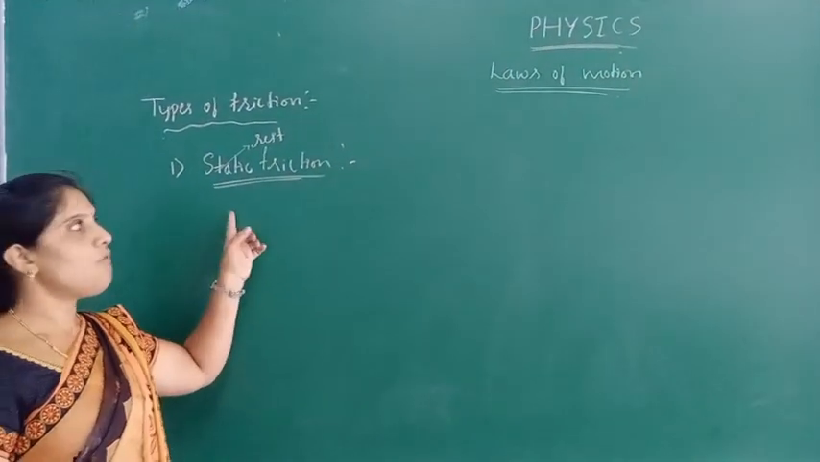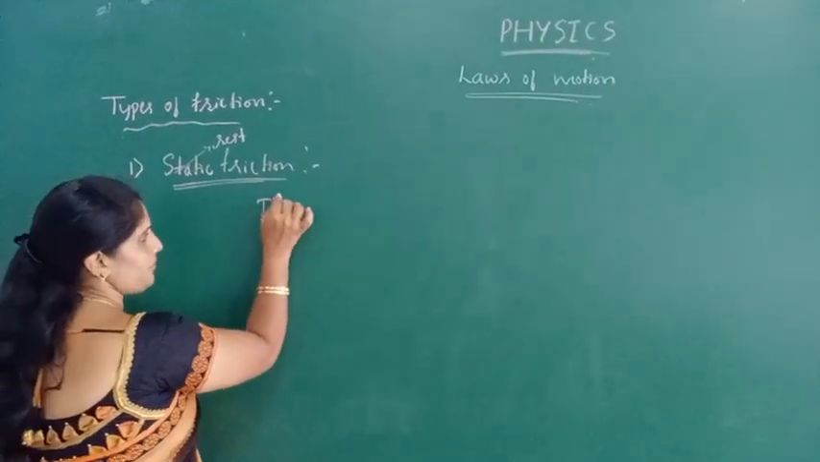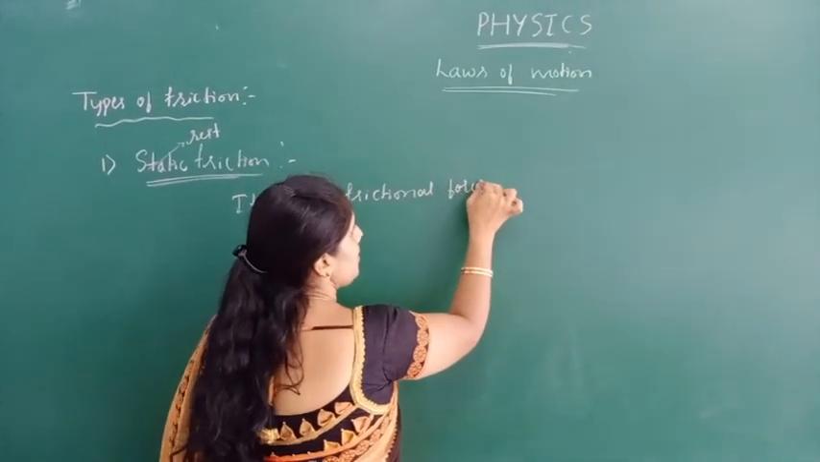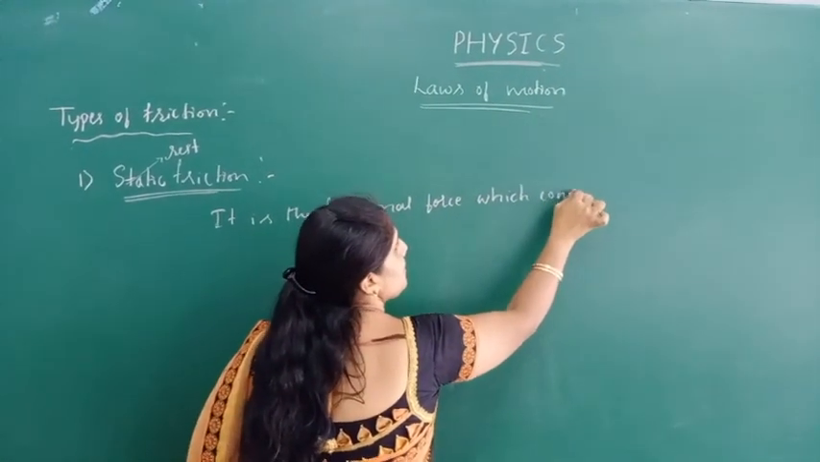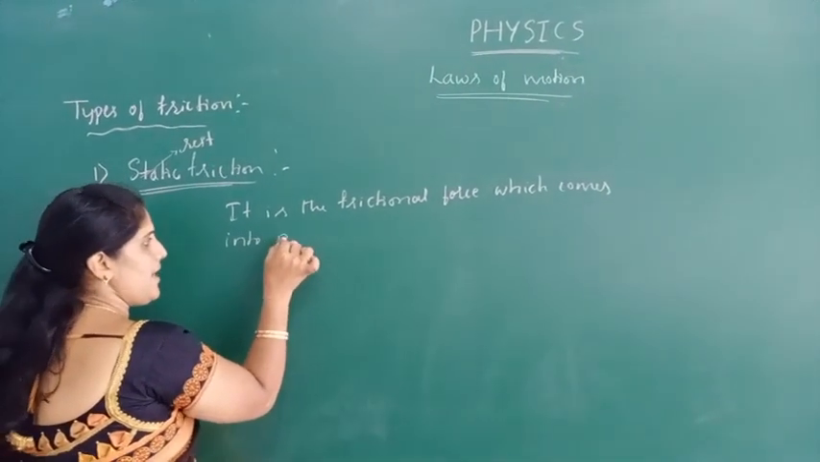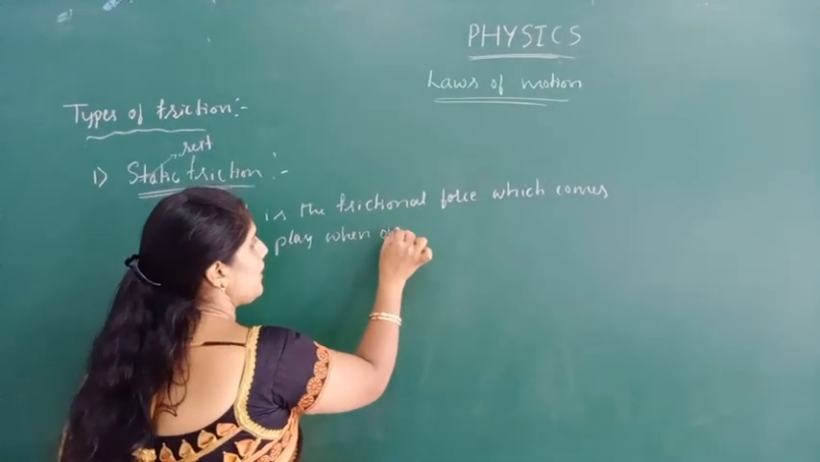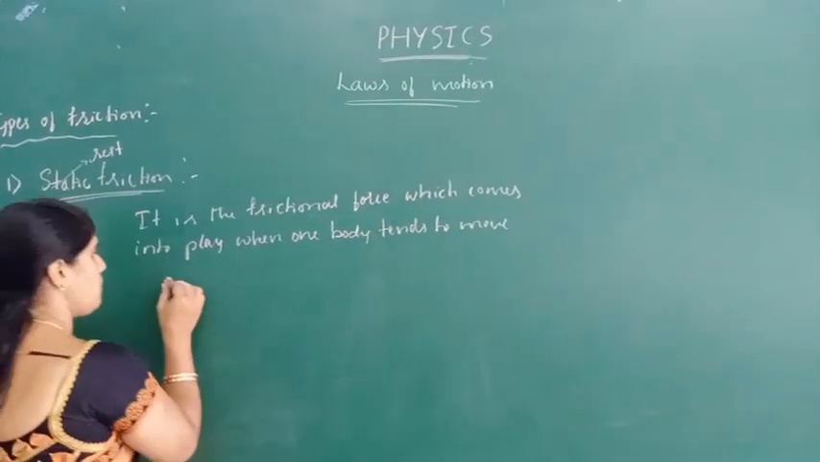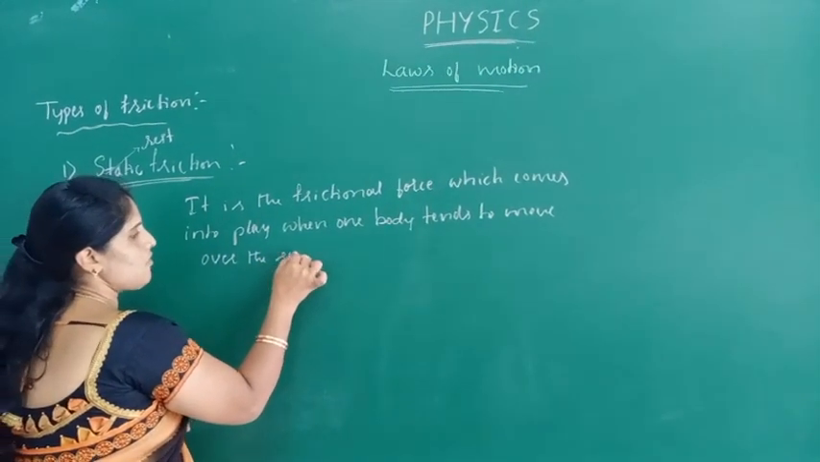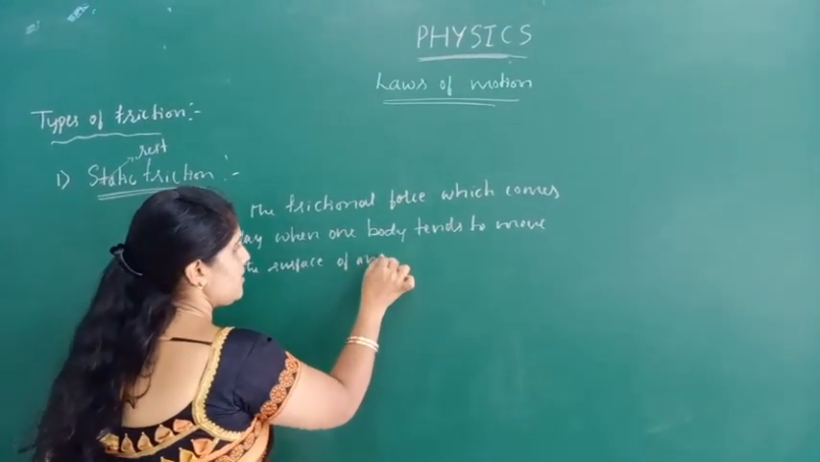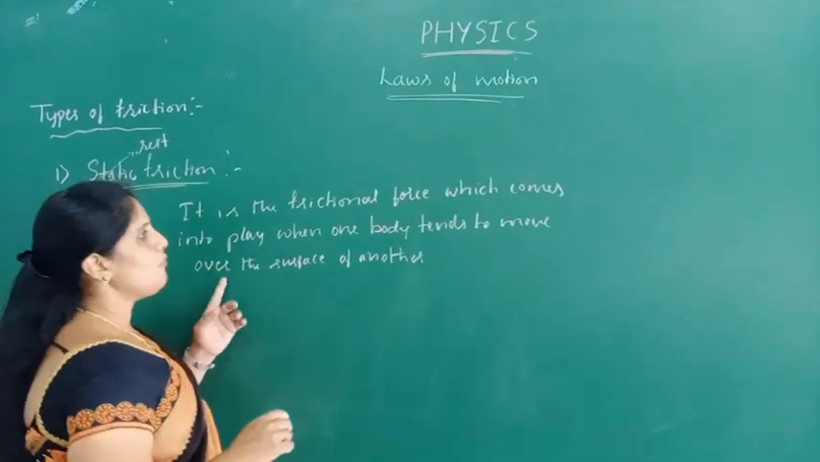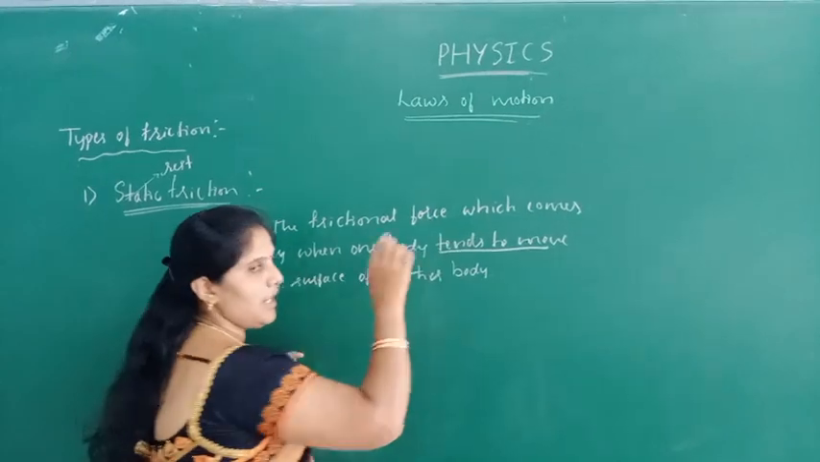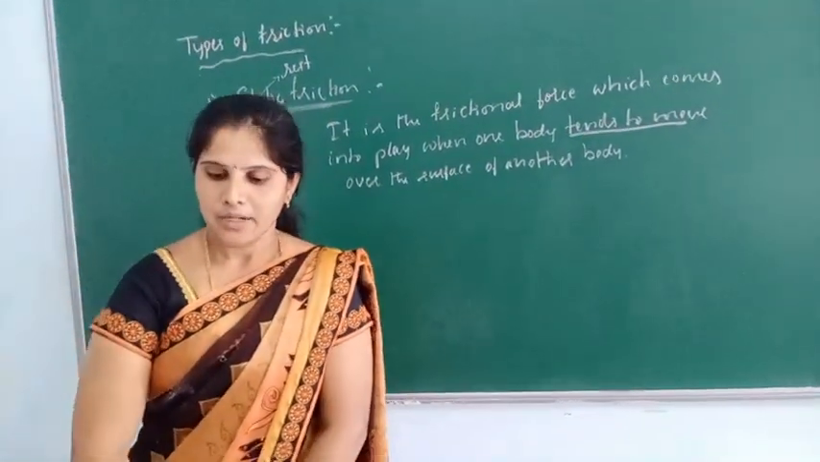What is static friction? It is the frictional force which comes into play when one body tends to move over the surface of another body. When one body tends to move over the surface of another body, we apply force like this, but the table does not move.